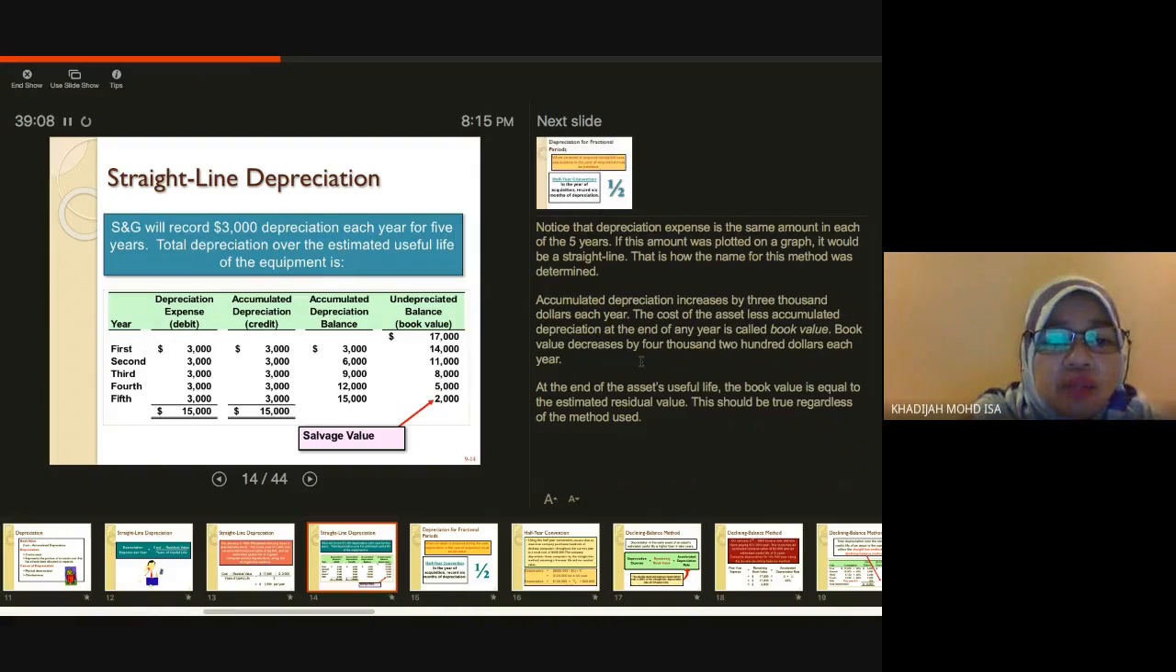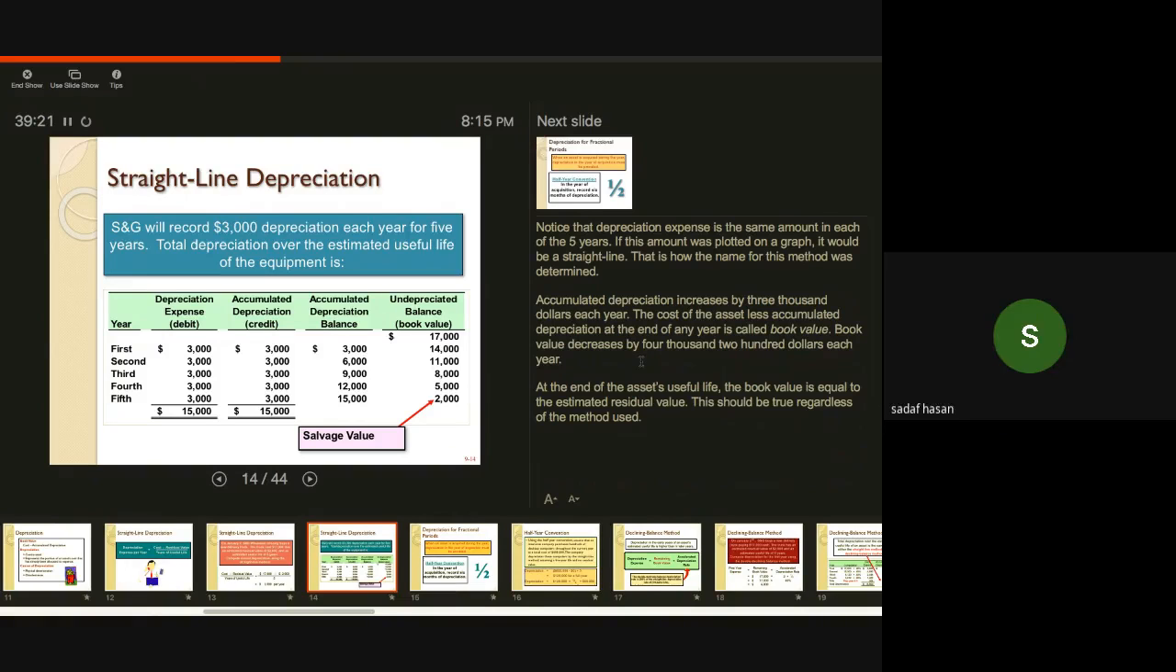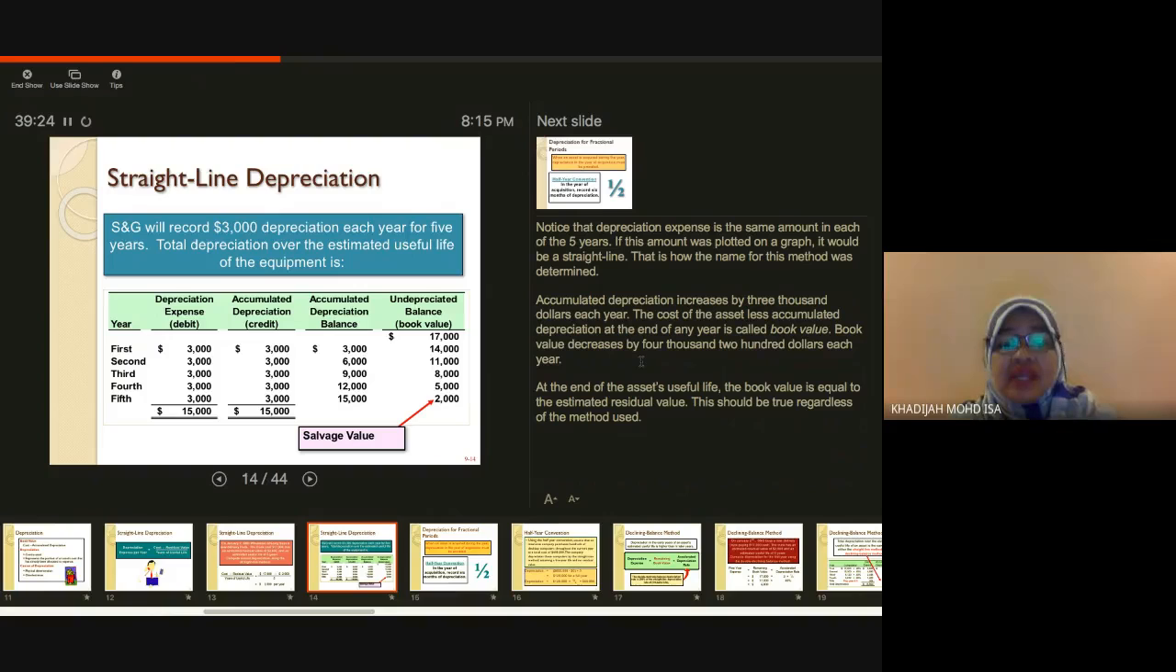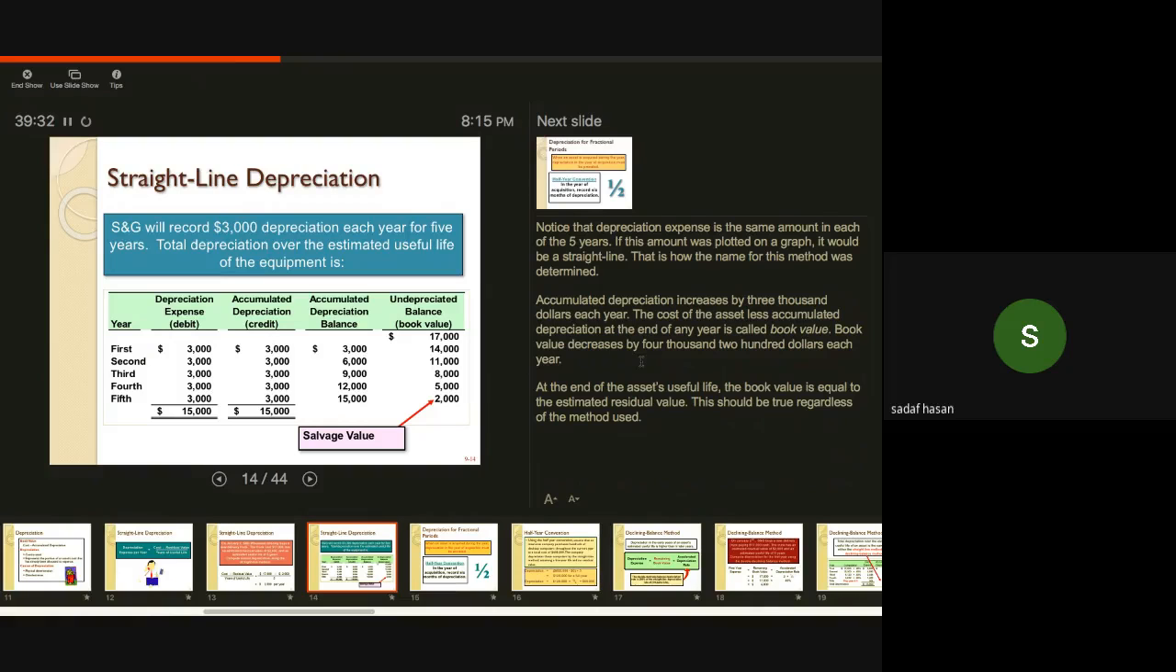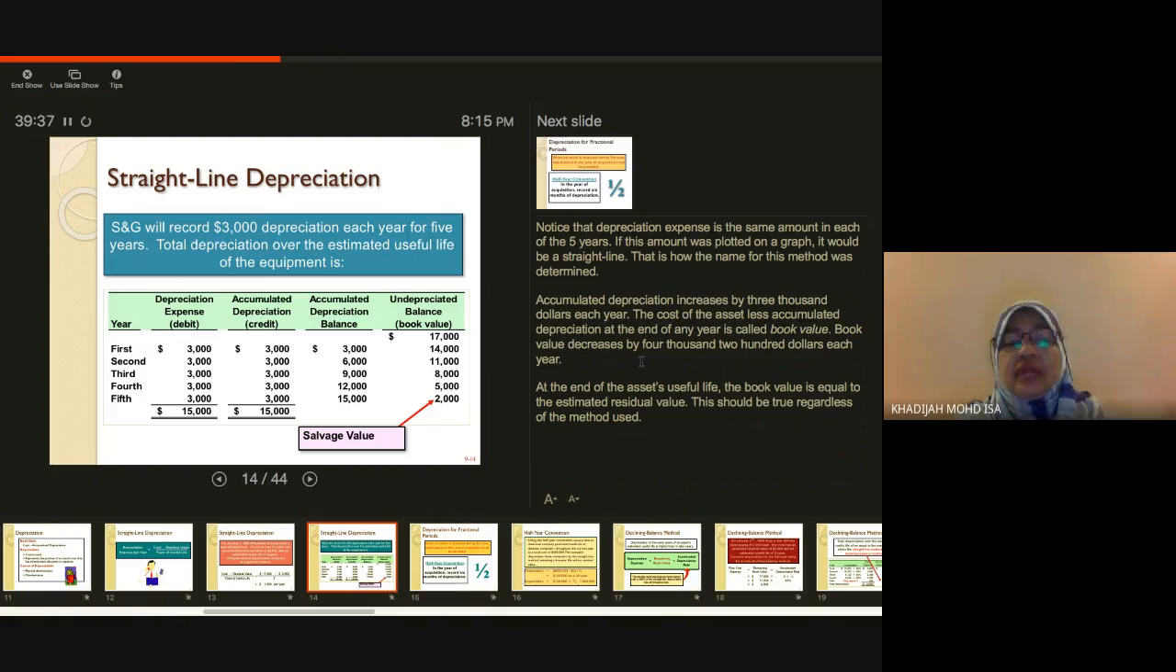You see that the accumulated depreciation increases every year: 3,000, 6, 9, 12, and 15. At the end of the fifth year, remember its useful life is 5 years, you still have a value of 2,000. Why do you have the 2,000? That's what we call your salvage value, the residual amount. That will affect the value of your depreciation every year; it will be lower. That is the straight line depreciation. Is that clear? Yes.